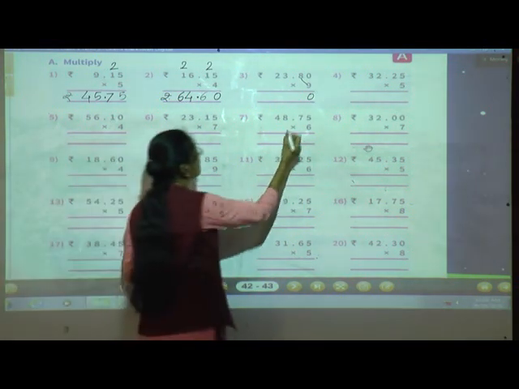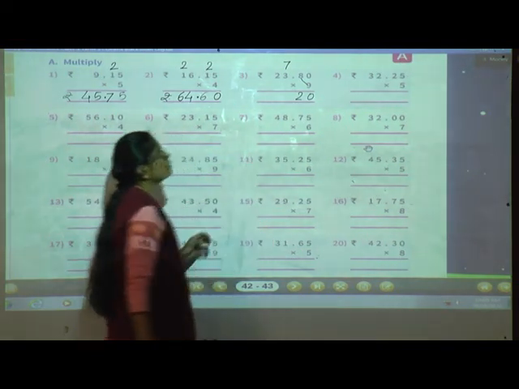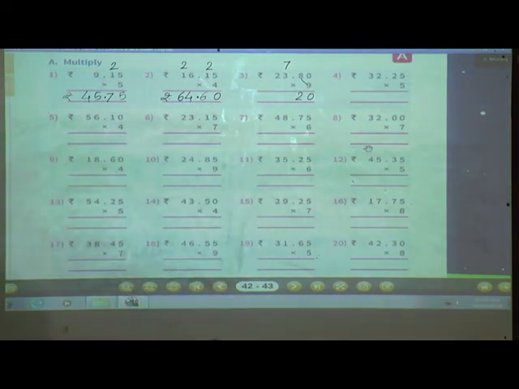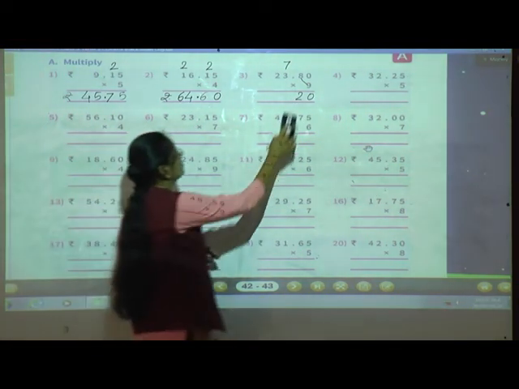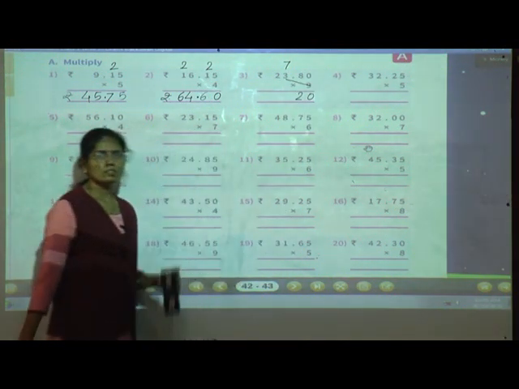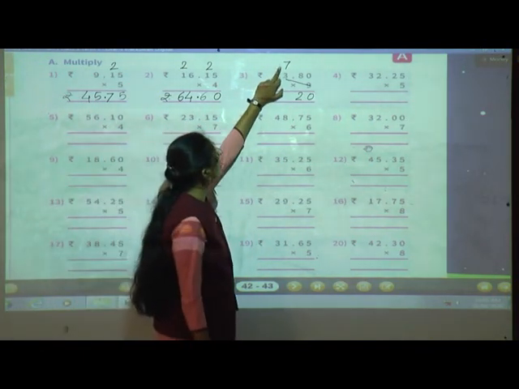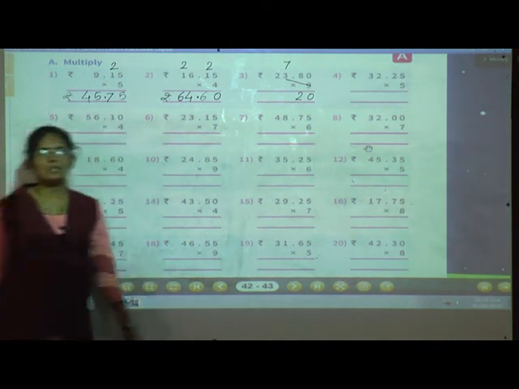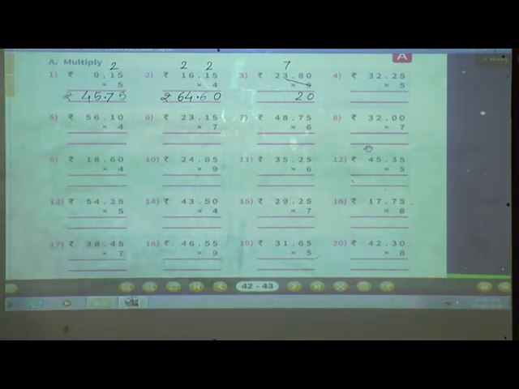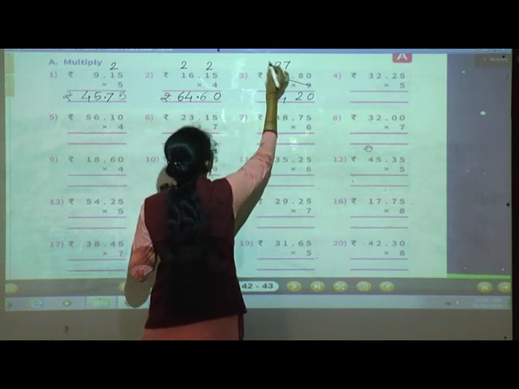So what will we write here? 2 and 7 as a carry. Then next 9 into 3. Okay. 9 into 3. 9 3s are 27. Now in 27 we have to add this 7. So 27 plus 7. Do the addition. 27 plus 7, 34. Correct. So we'll write here 4 and 3 as a carry.